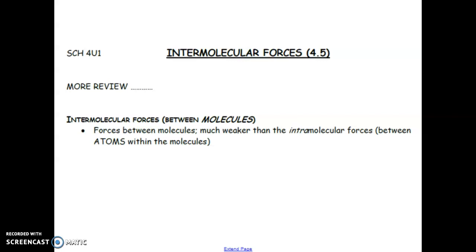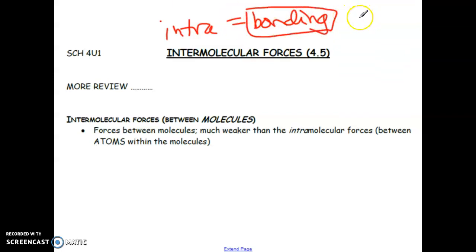Okay, so good morning. We're going to do a little bit of a repeat of intermolecular forces. To recap, when we're talking about forces, there are two types: intramolecular forces and intermolecular forces. Intramolecular forces are forces that occur between atoms. In other words, they are the bonding that is occurring. So by saying covalent or polar covalent or ionic, those are intramolecular forces.